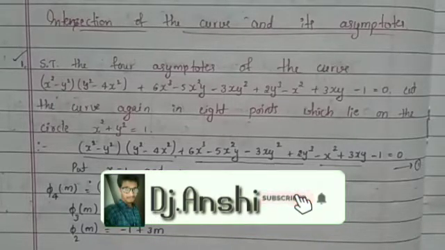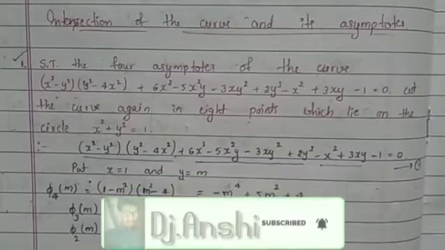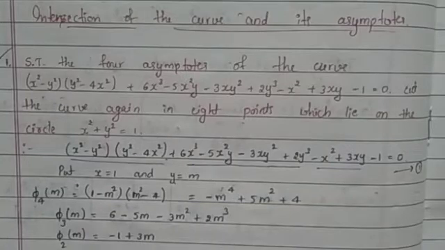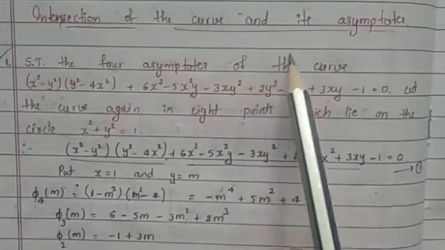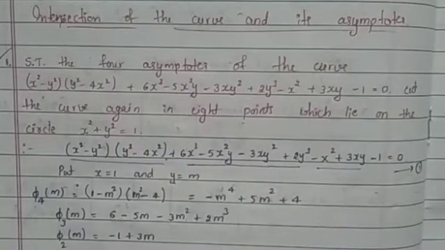In the previous classes, we learned about the asymptotes, oblique asymptotes. Today we're discussing the intersections of the curve and its asymptotes. Let me discuss the problems.